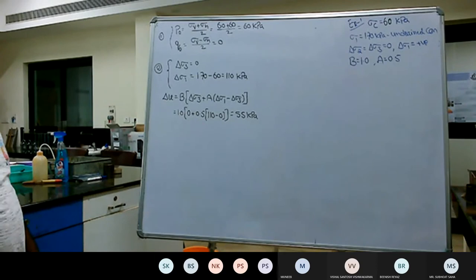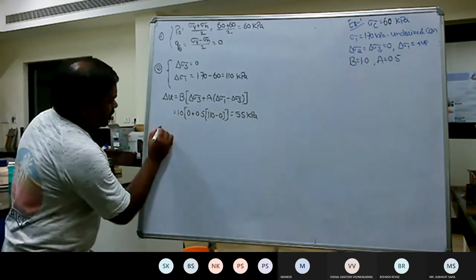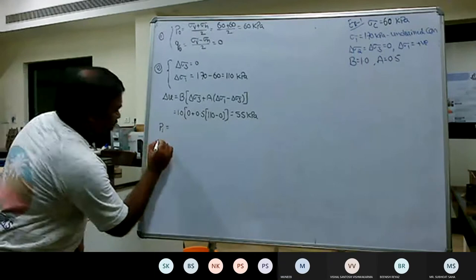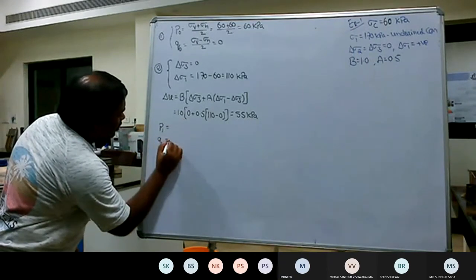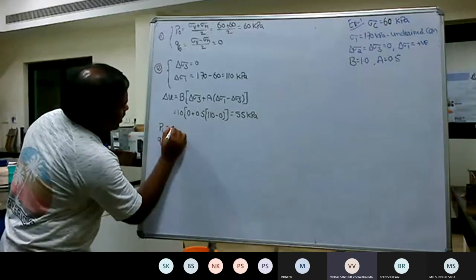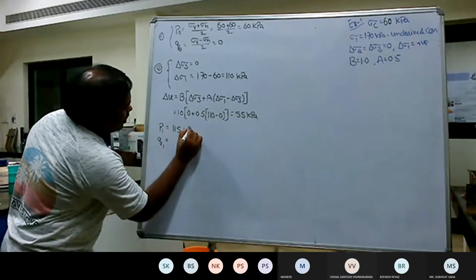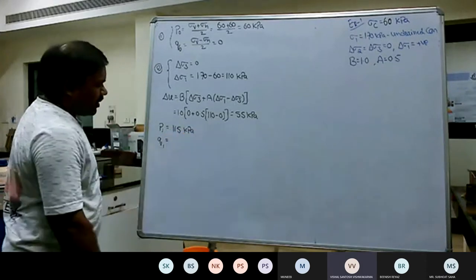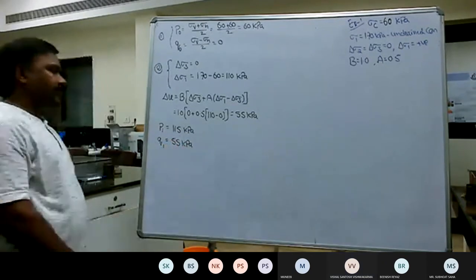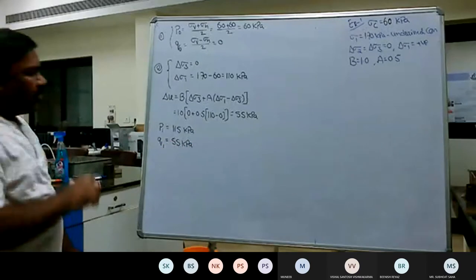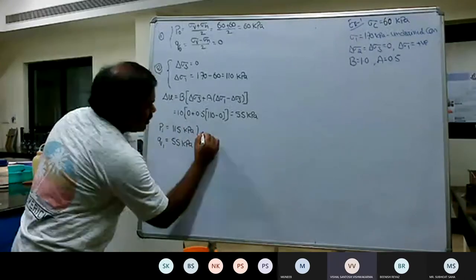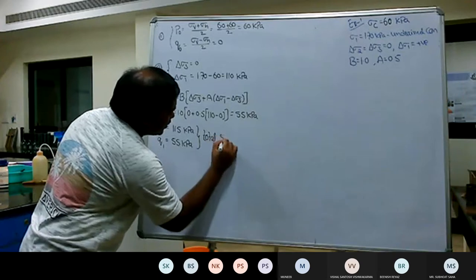So what is the second point, P1 and Q1? Try to determine P1 and Q1. P1 is 115 kilopascal, and Q1 is equal to 55 kilopascal. Others, please confirm. Okay, but this is corresponding to total stress or effective stress? The total. Yes, this is corresponding to total stress.